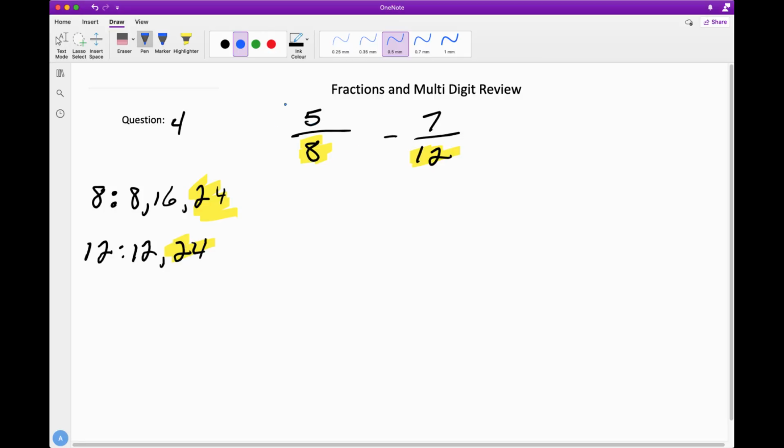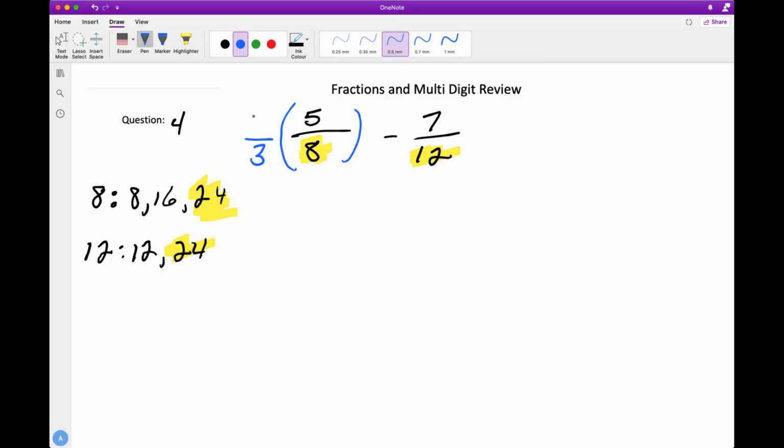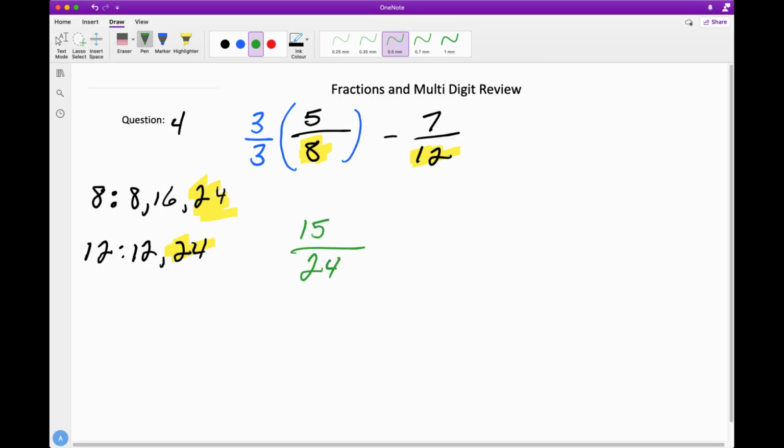All right, so then we ask ourselves, all right, so we know it's going to be 24. Well, 8 times what is 24? Well, 8 times 3. So I know I need to multiply both of those by 3. 3 times 5 is going to give me 15, and 3 times 8 is 24. So the same thing, if you plug 5 over 8 and 15 over 24 into a calculator, you'd get the exact same value. And then we look and say, all right, well, what do I need to multiply 12 by to get to 24? And that's 2. So now I'm multiplying by 2 over 2. So now 7 times 2 is 14, and 12 times 2 is 24.